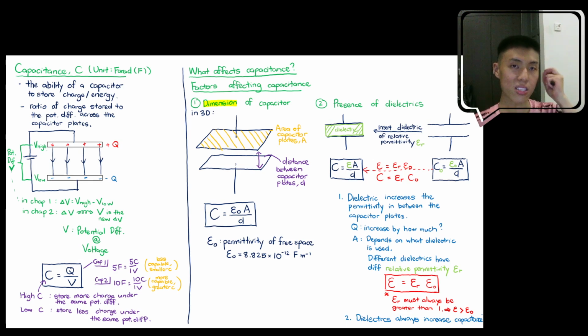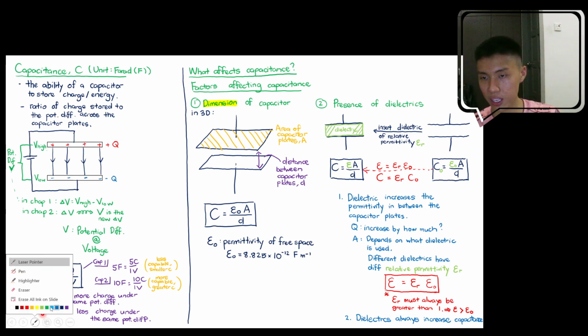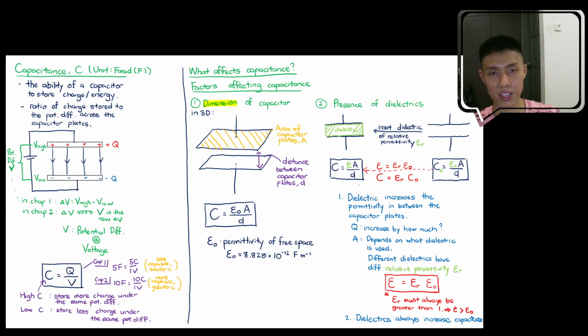Okay, so these are the factors that affect the value of capacitance. By adjusting the area, you can change the capacitance. By adjusting the distance between the capacitor plates, you can adjust the capacitance. By inserting a material between the parallel plates, you will also cause the capacitance to change as well. A few pieces of information that I think are important that I didn't write down, let's write them down here.